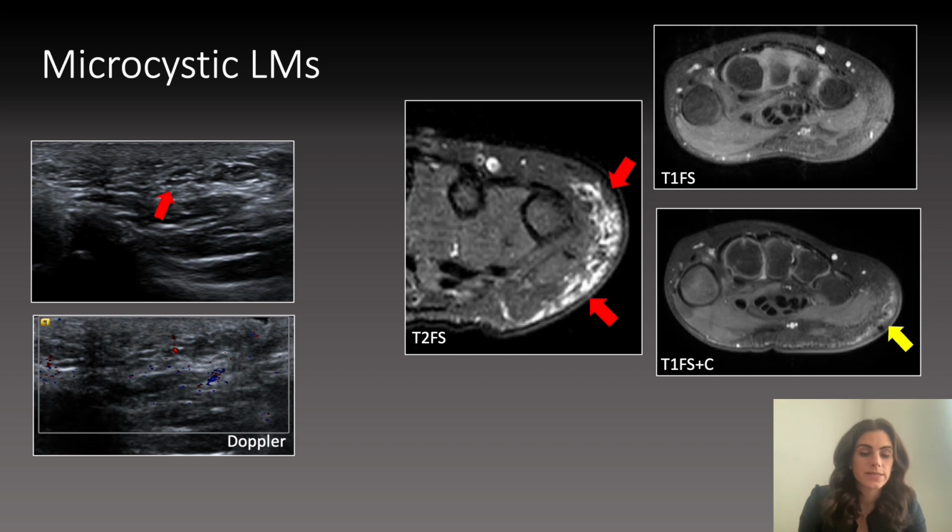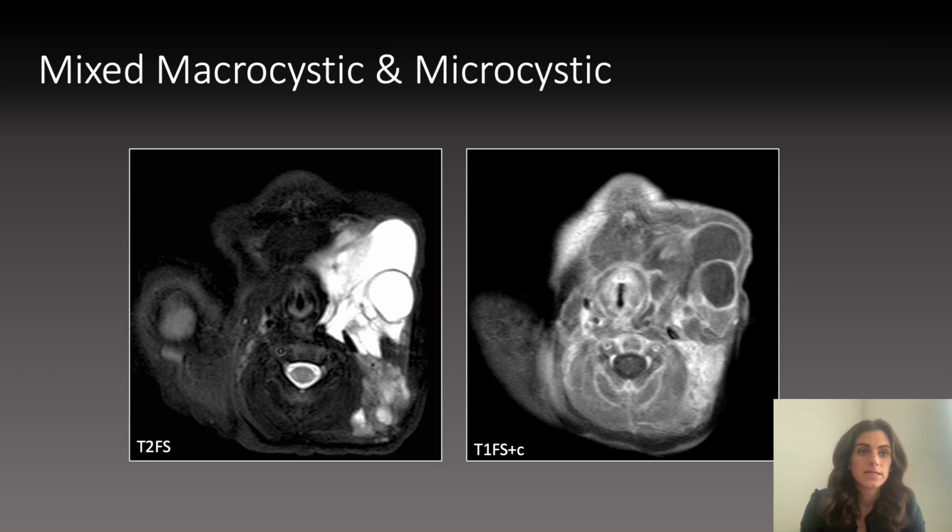Microcystic LMs are those lymphatic malformations which have cysts smaller than 1 centimeter in size. Sometimes the cysts are too small to resolve individually on imaging on either ultrasound or on MRI. On post-contrast MR imaging, sometimes these lesions demonstrate ill-defined or even sometimes pseudo-solid enhancement because only the septations are enhancing and the individual cysts can't be seen themselves. Mixed lymphatic malformations show components of both macrocystic and microcystic subtypes.